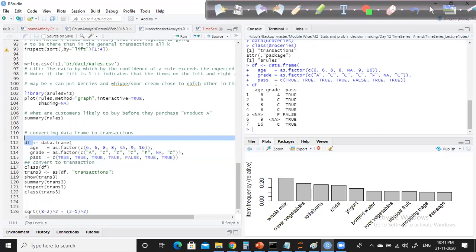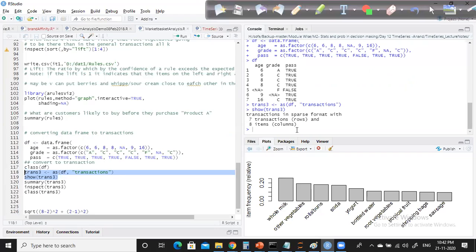The type of this data is data frame. We store the data in data frame format. But if I have to use the arules association rule package, then I need to convert that to transaction format. Look here. For that, the as method is available. The first argument is your DF, and next, if you specify transactions, it will become a transaction data set.